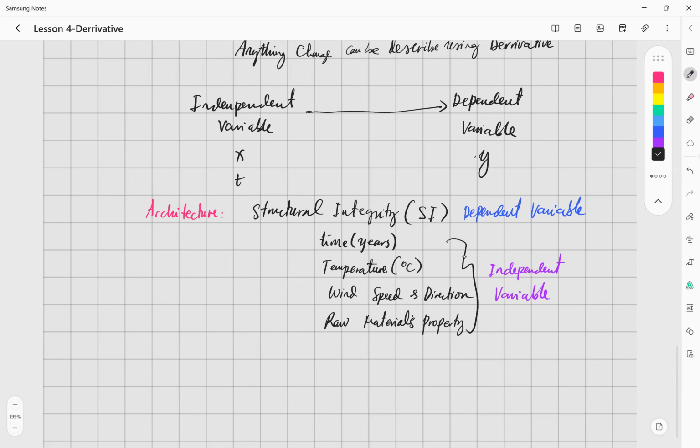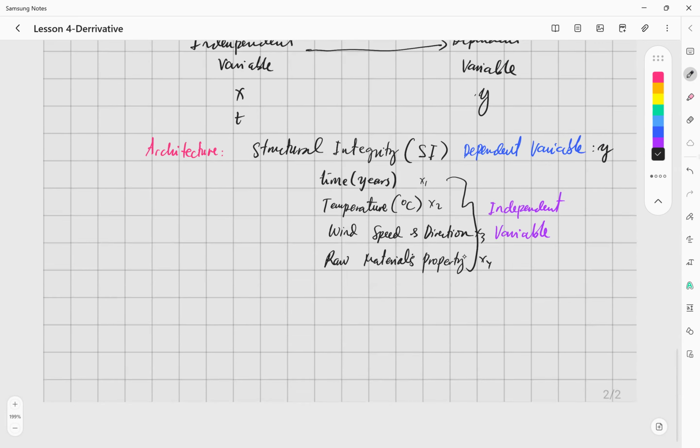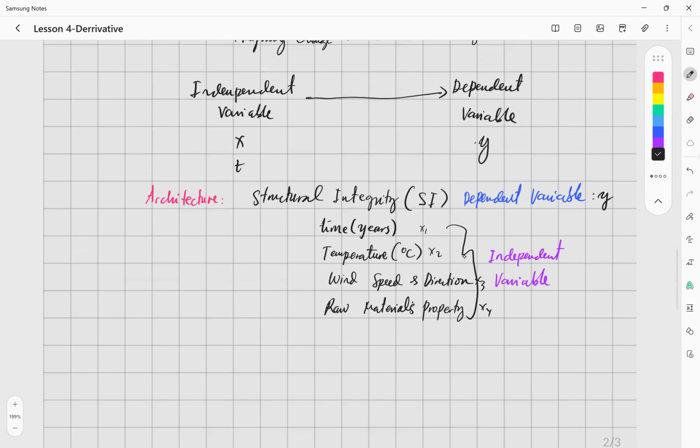So for example, if I were to model this as a function, let's call this Y, and let's call this X1, X2, X3, X4. Then you can describe it like, my Y is dependent on my X1 plus my X2 plus my X3 plus my X4. And I also have coefficients, let's say A, B, C, and D. Or maybe my X1 is not just linear, but squared. That's a function.